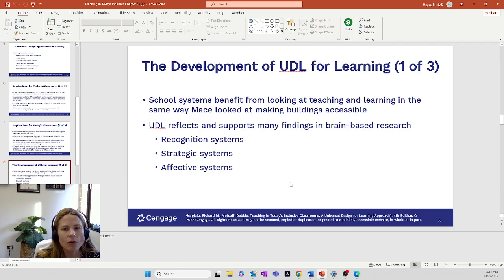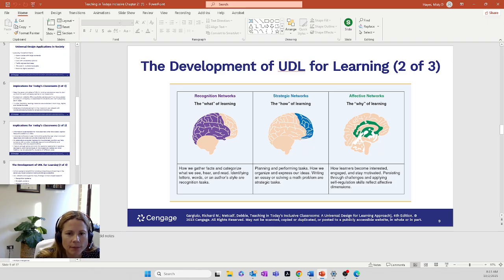So UDL obviously derived from universal design, but it's designed from a lot of brain-based research, meaning that it's looking at three specific areas in your brain. It's looking at recognition systems, strategic systems, and affective systems. So in this PowerPoint chapter, excuse me, there is a chart here, and it's going to show you different areas of your brain, right? So there's three areas we're looking at. And the reason we're talking about this is because this is going to give you better understanding of how UDL works when we're designing and engaging with students.